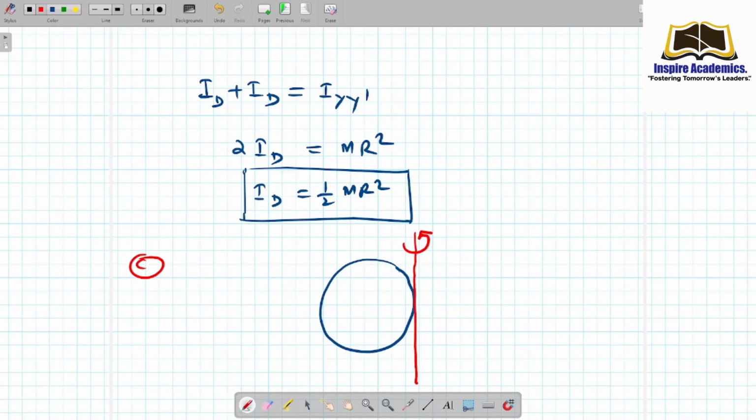Any idea which theorem we would use? Theorem of parallel axis. Can you use it? Your axis is here, so it would be one of the diameters.